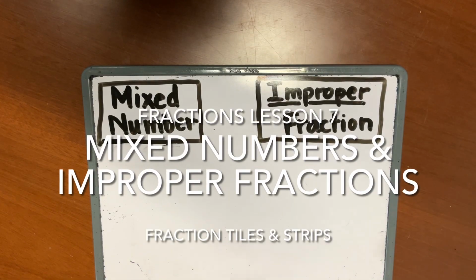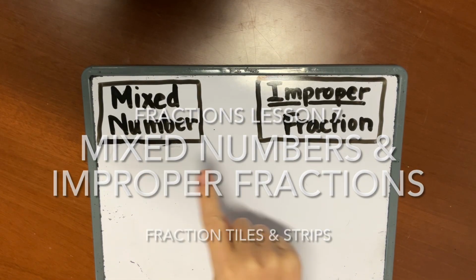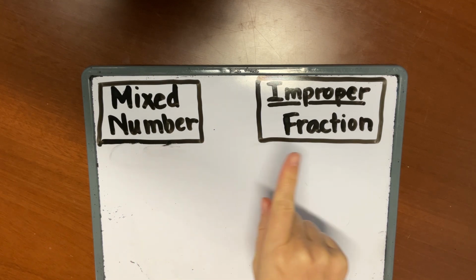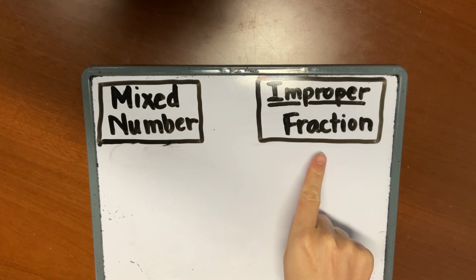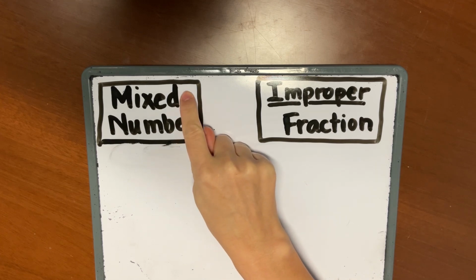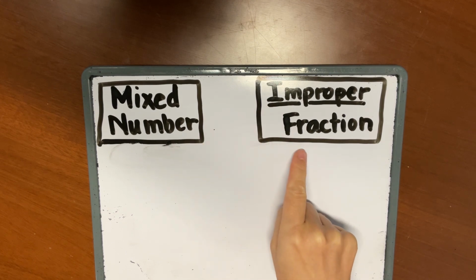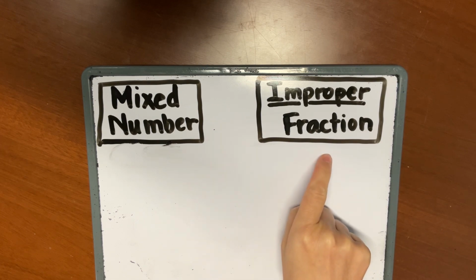We are going to look at how mixed numbers and improper fractions are the same and different. So let's look at these words first. What is a mixed number and what is an improper fraction? Let's do a word inquiry. What does mixed mean and what does improper mean? And how does this connect to mathematics with numbers and fractions?